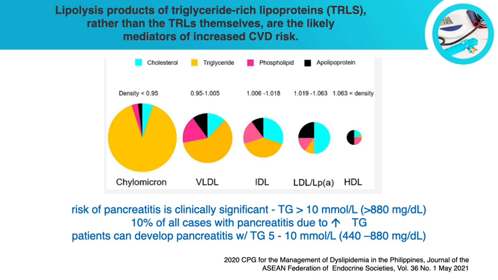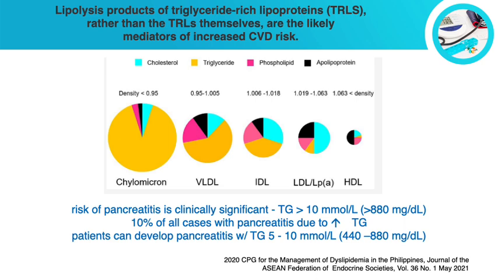Now let's talk about the impact of very high triglyceride levels. Take note that the risk of pancreatitis is clinically significant if triglyceride level exceeds 10 millimoles per liter or more than 880 milligrams per deciliter. 10% of all cases of pancreatitis are due to increased triglyceride levels, and patients can develop pancreatitis with triglyceride of 5 to 10 millimoles per liter, corresponding to a value of 440 to 880 milligrams per deciliter.